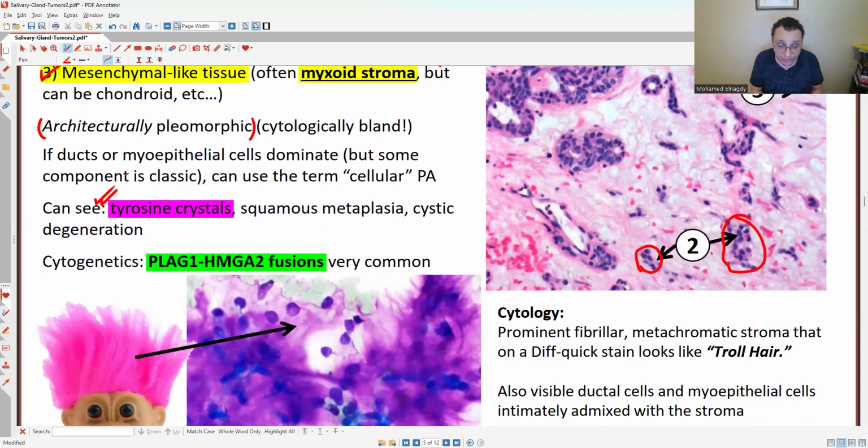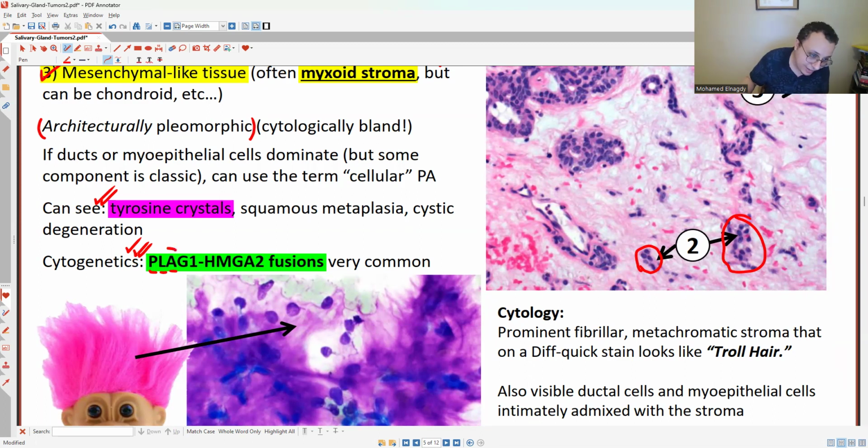I don't know why they love it, but they love that this tumor has tyrosine crystals sometimes. Like you might find some crystals in the tumor, which are actually tyrosine crystals. And this is the molecular cytogenetic fusion of pleomorphic adenoma. See, PLA, pleomorphic adenoma. We call pleomorphic adenoma PLAG1. Pleomorphic adenoma, PLAG1.